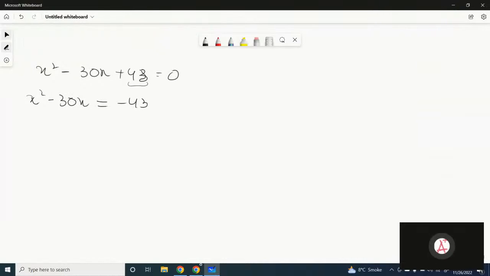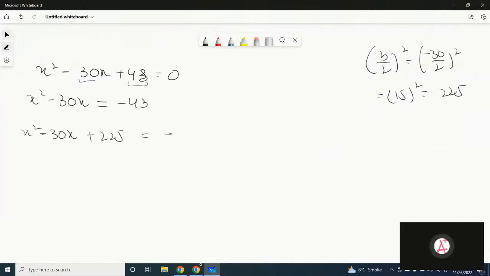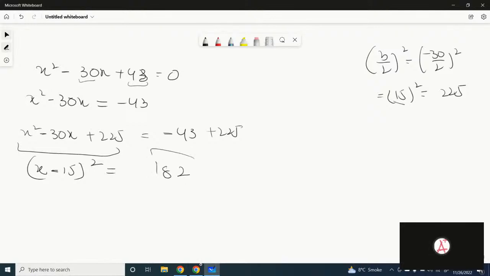You have to add b by 2 square to both sides. So b is negative 30. Negative 30 over 2 is negative 15. You have to add 15 square, and 15 square is 225. That means you have to add 225 to both sides of the equation. It would be x square minus 30x plus 225, and negative 43 plus 225. So this side would be x minus 15 whole square, because 225 is the square of 15. 225 minus 43 equals 182. Square root both sides.